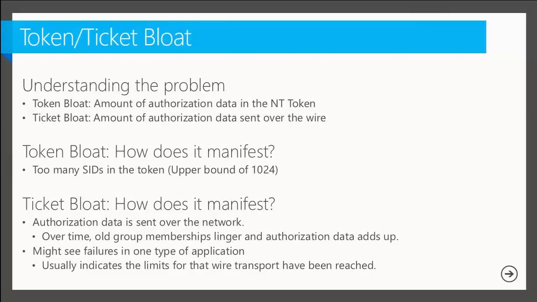Token ticket bloat. Yes, we're worried about it. We know we're worried about it, so we need to figure out how to deal with it. First of all, we need to understand how much we are going to bloat the NT token and how much data is going to get sent over the wire by using the tickets. And how do we bound this? What should we expect as we go along?